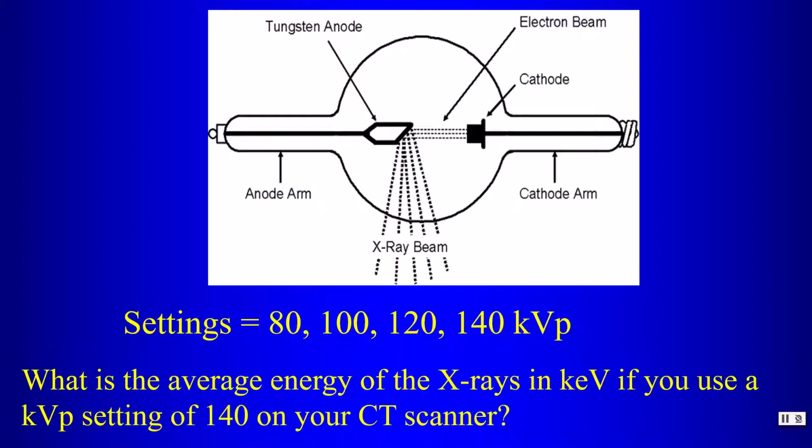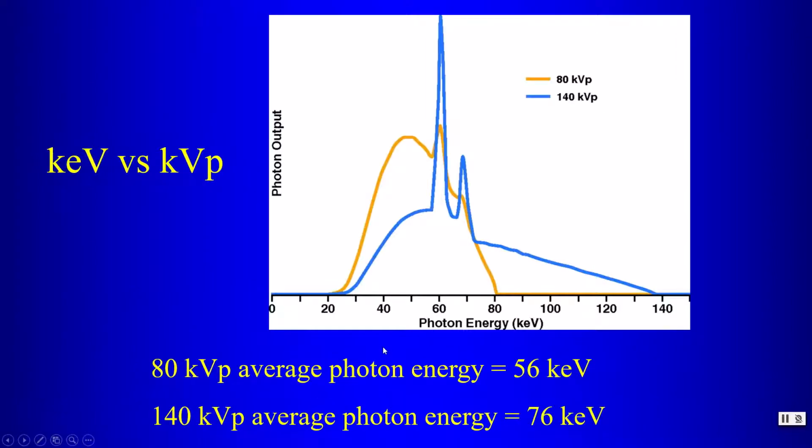Now, kVp stands for peak kilovoltage. So what is the average energy of the X-rays in kiloelectron volts if you use a peak kV of 140 on your CT scanner? Well, if our kVp is 140, that will represent the peak energy. That's the highest energy photon, at 140 keV. But actually, there's a whole range of energies that are produced here, and the average energy, if you're scanning at 140 kVp, is almost half of that, about 76 keV.